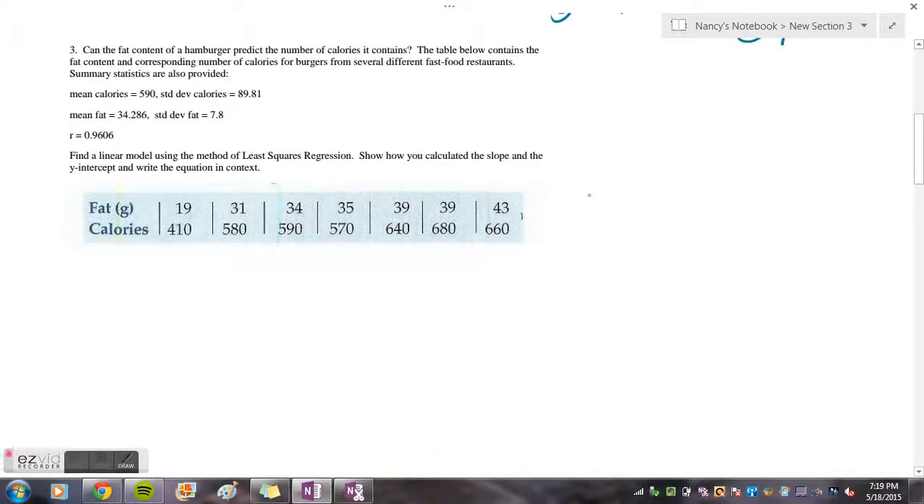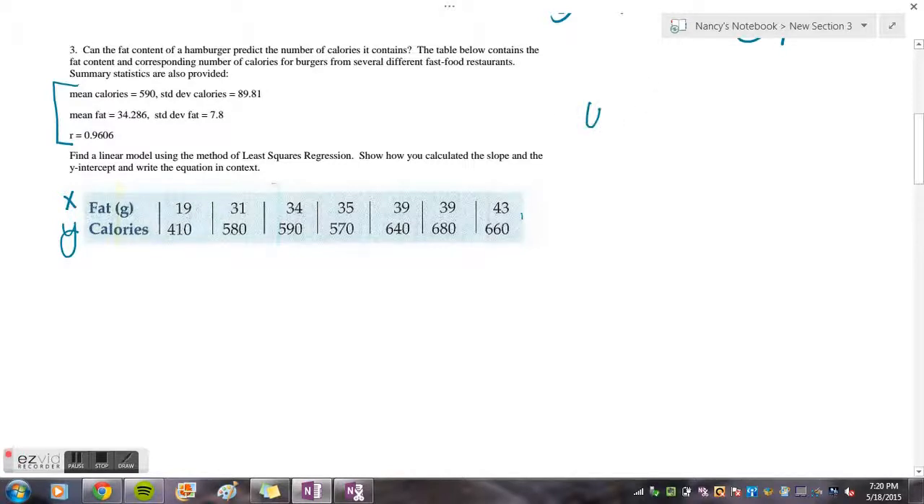Okay, so now for an example. Can the fat content of a hamburger predict the number of calories it contains? The table below shows the fat content and corresponding number of calories for burgers from several different fast food restaurants. Summary statistics are provided, so you don't actually need to put your data points into L1 and L2 and find all of the different variables. Now you just need to base your answer off of the given data. So for your fat, that is your x value, your explanatory variable, and then your y is your calories, which is your response variable.